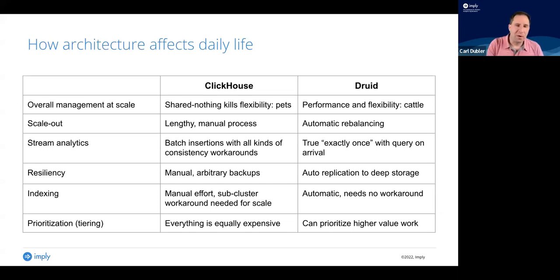Same thing is true for prioritizing. Everything is equally expensive in ClickHouse because, again, there's no coordinating node. It has to be evenly distributed. So therefore, you have to have everything on the same expensive hardware. What if you wanted to have a system where you have more recent, more valuable data on an in-memory resource, but older, less valuable data on a cheaper but slower resource? That's called tiering. Because of our architecture, we can do that. You can't do that in ClickHouse, again, because they are a shared nothing cluster.